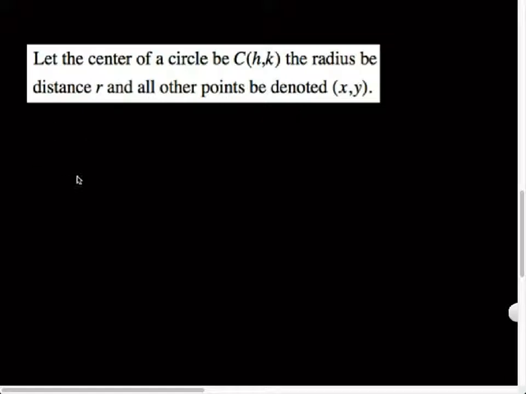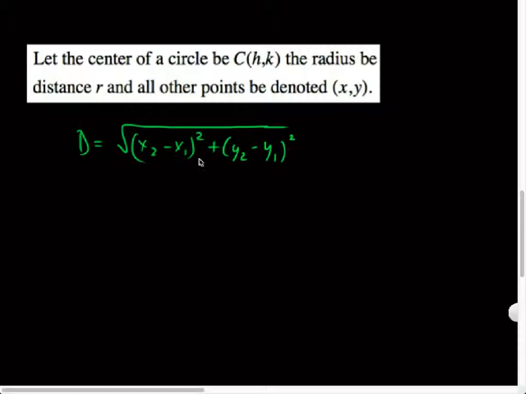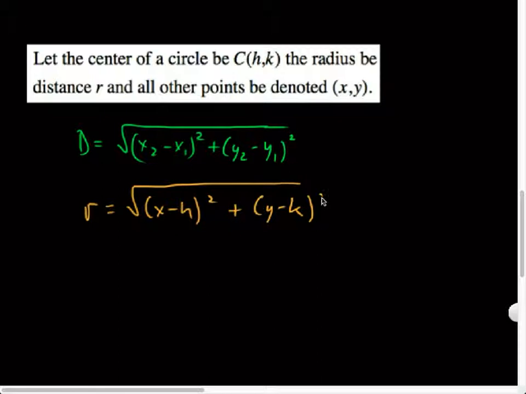Now what's the distance formula? You might remember that d is equal to the square root of x2 minus x1 squared plus y2 minus y1 squared. You might recall that a little tad bit. So I'm going to just plug in my information here. My distance is r, so I'd have r equals the square root of, and my points are the center and x and y, so I'll have x minus h squared plus y minus k squared.